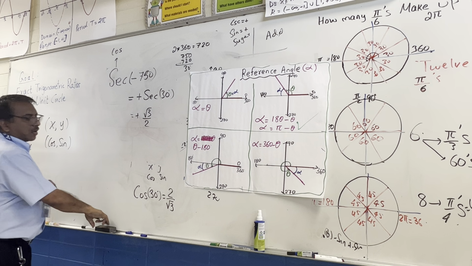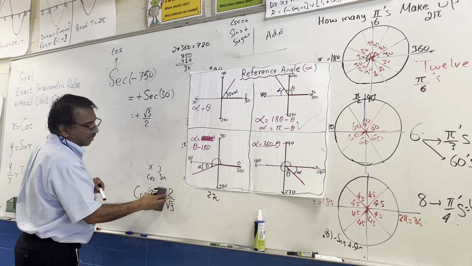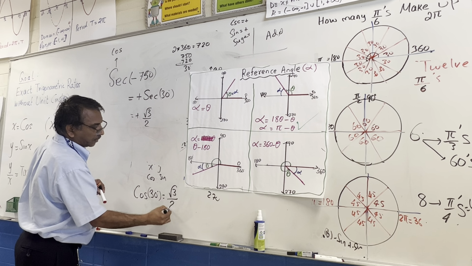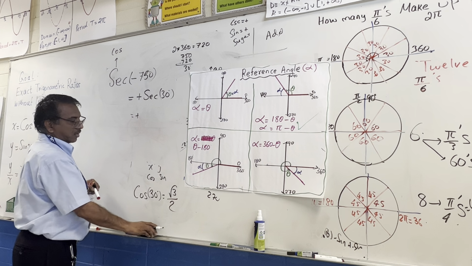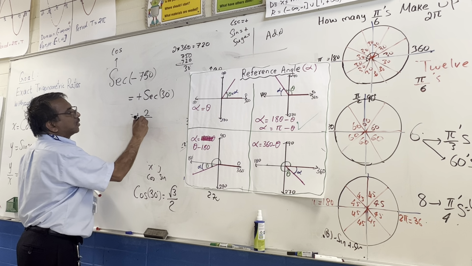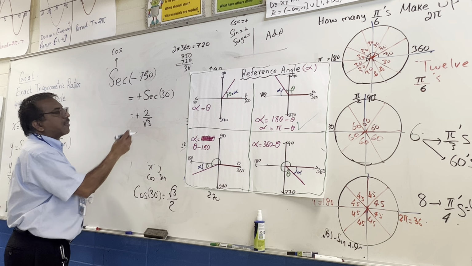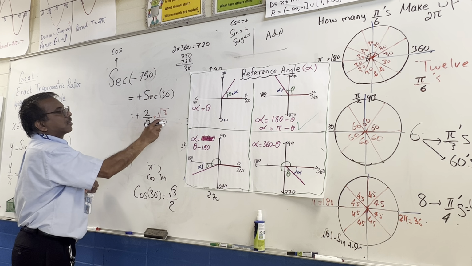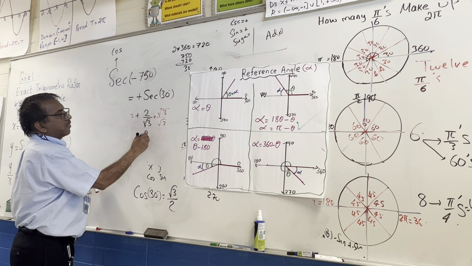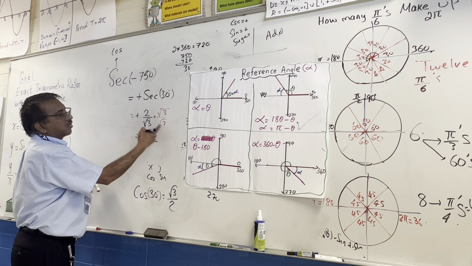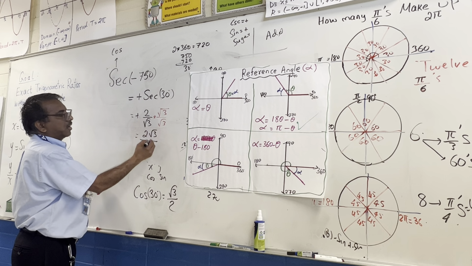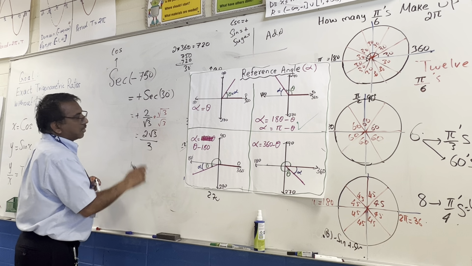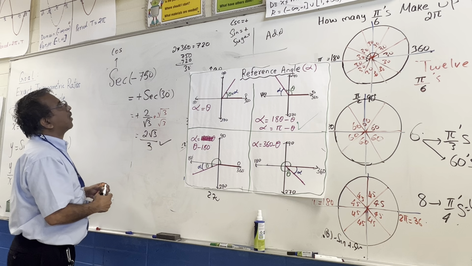So cosine, I made a slight mistake here, I'm so sorry. Cosine 30 is root 3 over 2. So this will change to 2 over square root of 3. And you cannot have a radical in the denominator, so just multiply this. So the numerator will be 2 radical square root of 3, that will give this, and you're done. That's how it is.